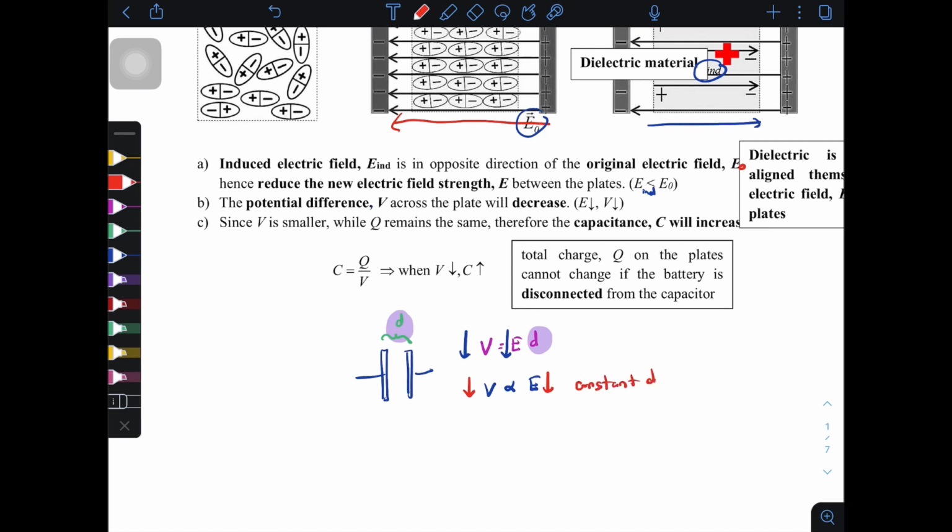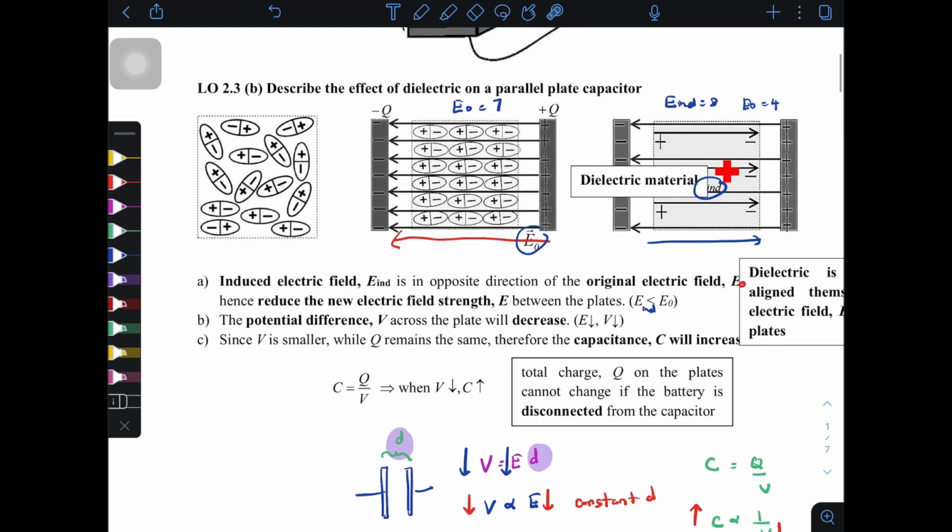Okay, so bila V berkurang, kita tahu relationship between V dengan C. C is equals to Q over V. C is inversely proportional with V. So bila V berkurang, C akan bertambah. So that's why bila kita masukkan dielectric materials ke dalam capacitor, dia boleh menyebabkan nilai capacitance kita menaik.